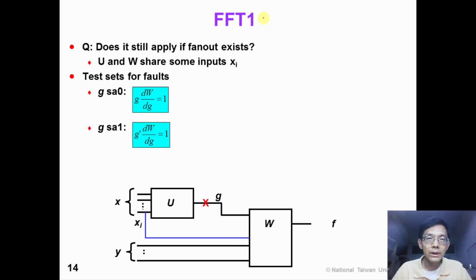At the end of this video, we have two FFTs for you to think about. Consider this circuit. We have some input xi shared by both function U and W. If we want to detect G stuck-at fault, can we apply the same equation here? Is there any problem?